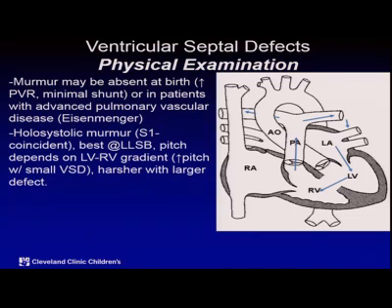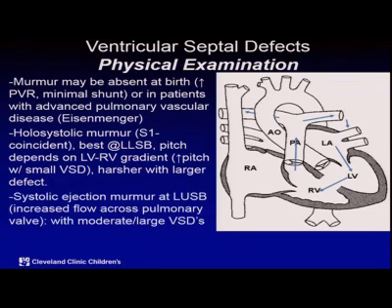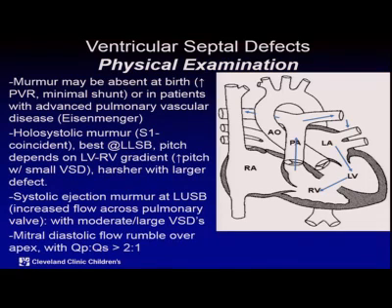Since the murmur happens immediately after ventricular contraction, we call it a holosystolic murmur or S1 coincident murmur. It is best heard at the left lower sternal border, and the pitch of that murmur will depend on the pressure difference between the left ventricle and the right ventricle. A small deep VSD will cause a high-pitched murmur, versus the harsh, higher frequency murmurs with larger defects. In addition to the holosystolic murmur, because there's increased flow across the pulmonary valve, you will also hear a systolic ejection murmur at the left upper sternal border with moderate to large VSDs.